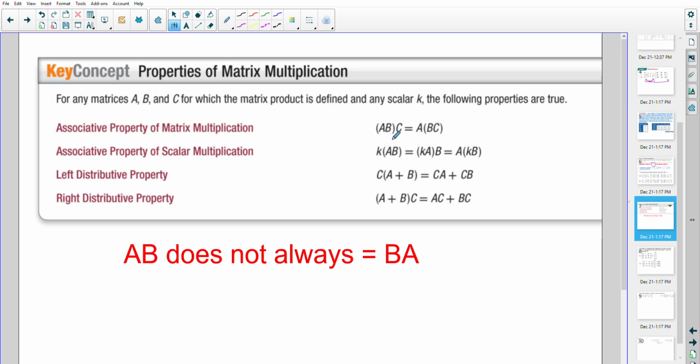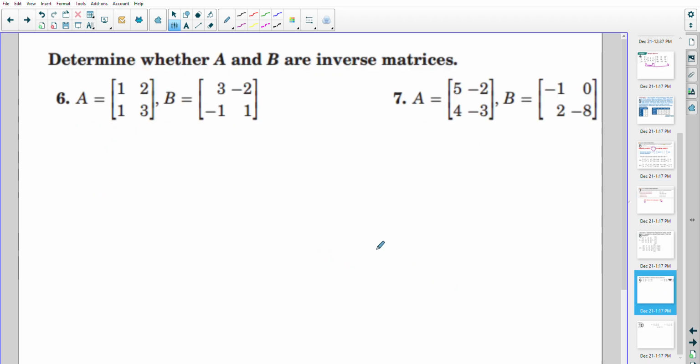Now, you also have properties of matrices. Notice that you can group them differently. You can multiply by scalars. You can use distributive property, but you cannot use commutative. So AB does not always equal BA. You can't assume that. Now, I'm going to go ahead and do some examples with multiplication.